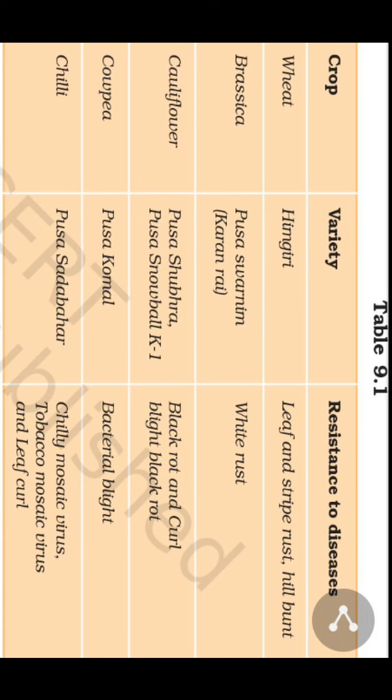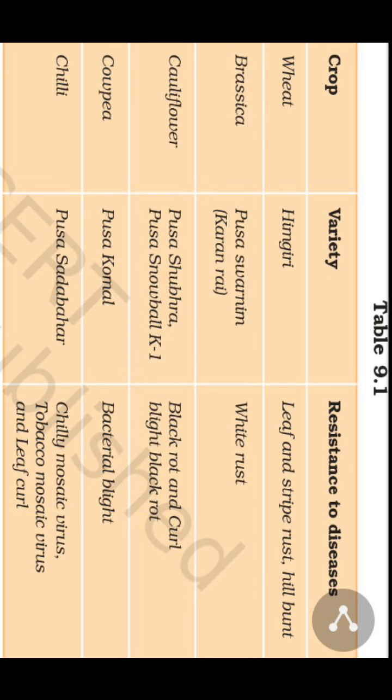Understand? Next, Brassica crop. The variety is Pusa Swarnim, also called Karan Rai, resistant to white rust. Okay, next another crop, cauliflower, which we generally eat in winter season. The cauliflower varieties are Pusa Shubhra and Pusa Snowball K1, resistant to different diseases like black rot, which we discussed just now, caused by bacteria. Black rot disease is caused by bacteria only. Understand? Next, cowpea.